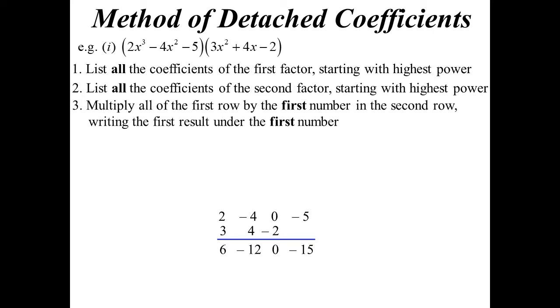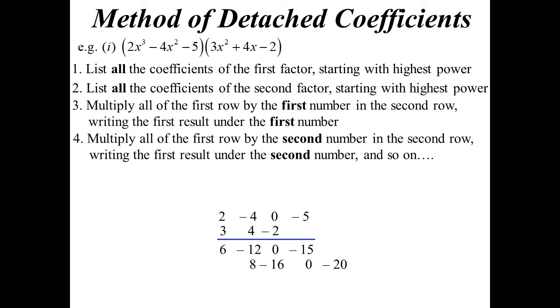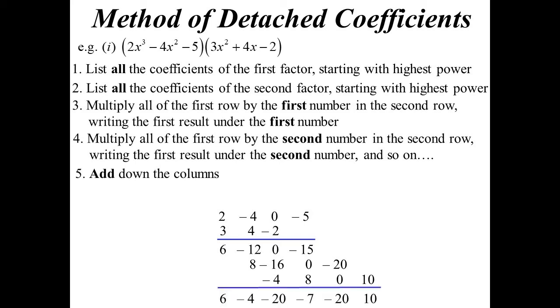Now, multiply all of the first row by the second number in the second row, writing the first result under the second number. So this time, I start under the second number. 4 times 2 is 8, and so on. And then I'm going to do the third one. Then we add all the columns. And there's your answer. It's just that the coefficients have been detached from the algebra.